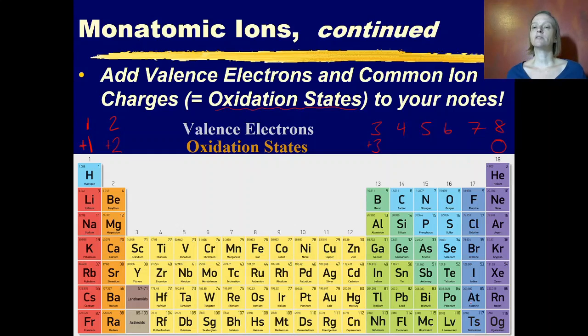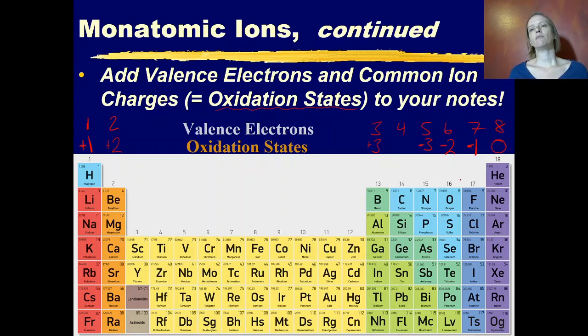But the halogens just have to gain 1 electron to have a full valence shell. So these elements form ions with a charge of negative 1. Similarly, oxygen is just 2 electrons away from having a full valence shell, so it just has to gain 2 more electrons. So these form ions with a charge of negative 2. The nitrogen family forms ions with a charge of negative 3.